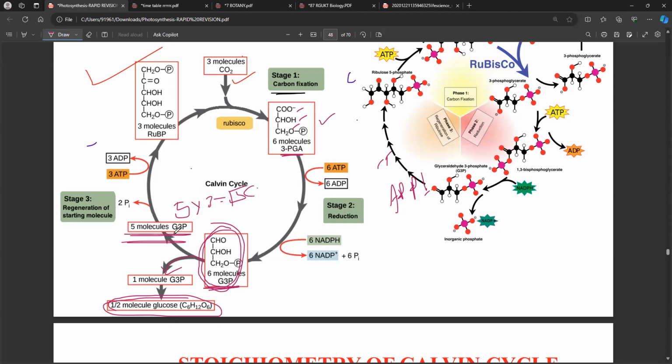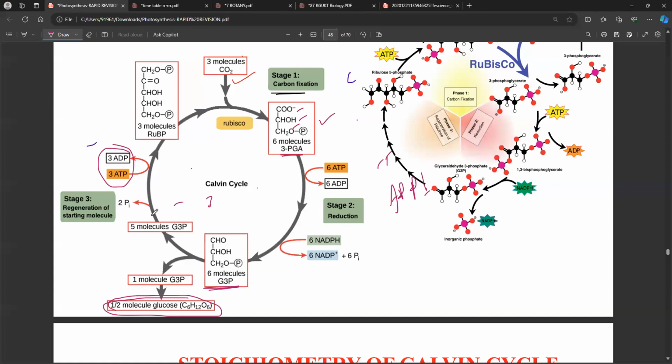By using 5 molecules of G3P, 15 carbon, how many RuBP? Every student remember, how many RuBP can we regenerate? Undoubtedly, we can regenerate 3 molecules of RuBP, because each RuBP is 5 carbon. In our hand, we have 15 carbons. So I can easily regenerate 3 molecules of RuBP. But again, regeneration is also not an easy step. In regeneration also we have to spend energy. So I have spent 3 molecules of ATP here as well.